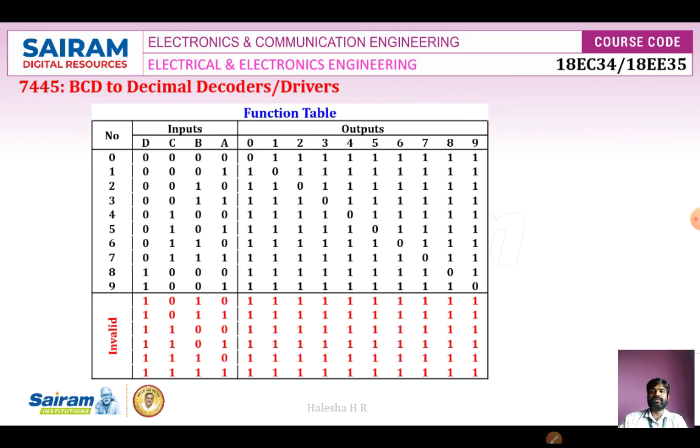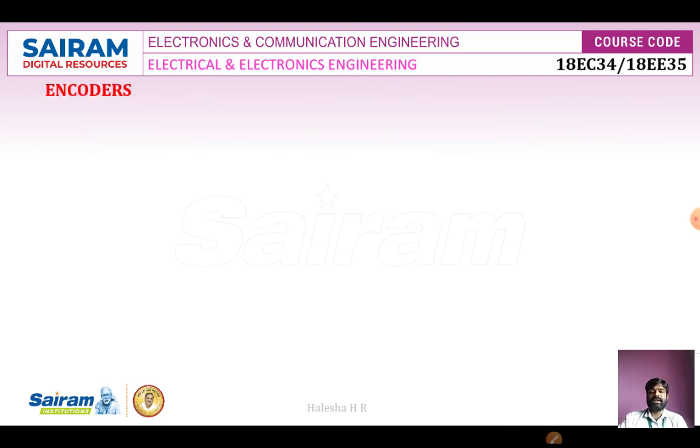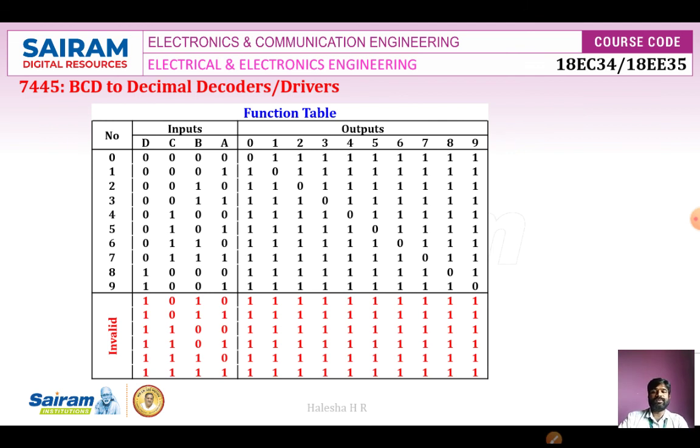Yeah, this is the function table. So again, here A is used as LSB and D is used as MSB. Okay? So input side D, C, B, A, and output side 0 to 9. Since outputs are active low, because NAND gates are used, but inputs are active high. So one more column is added there that indicates the decimal number.